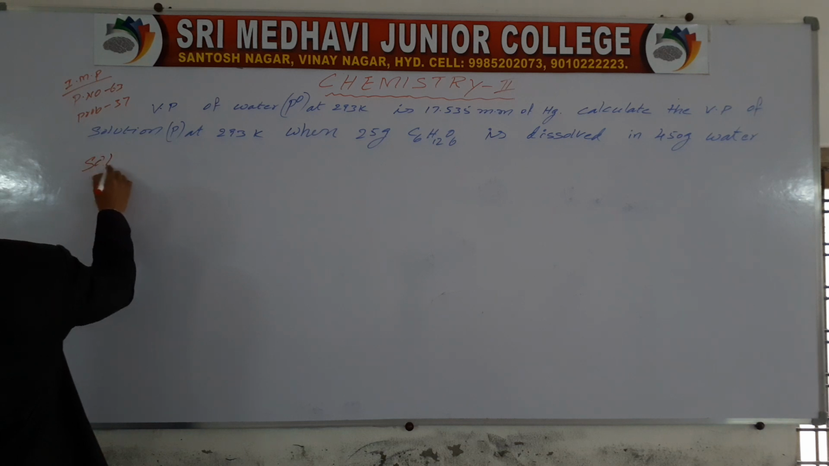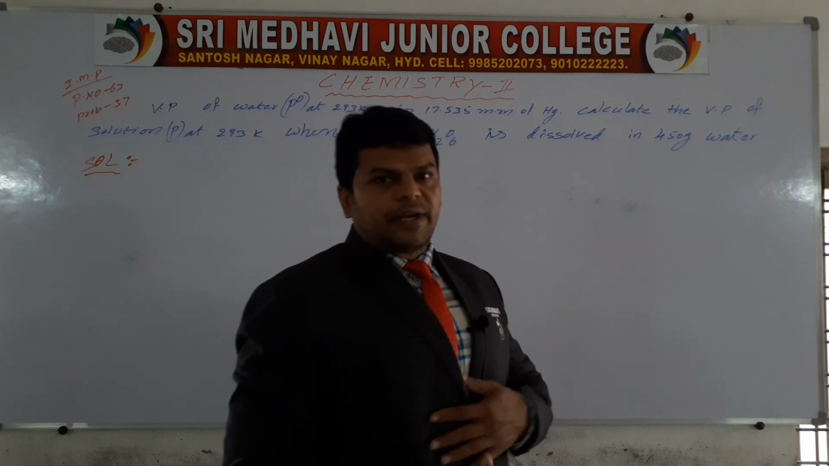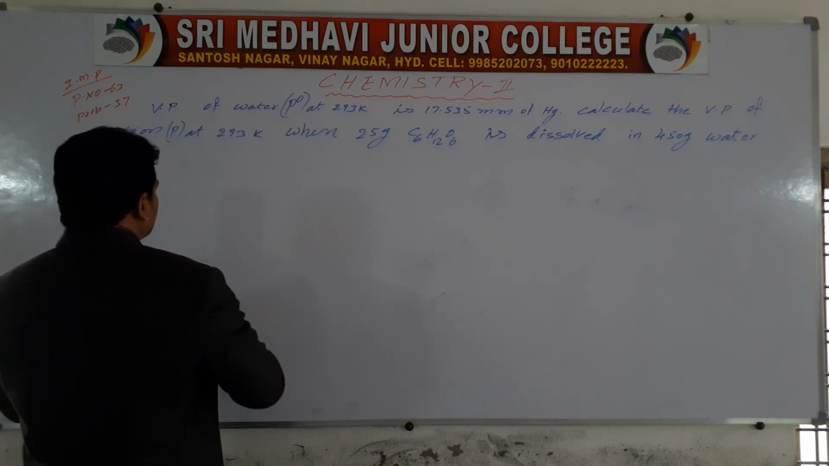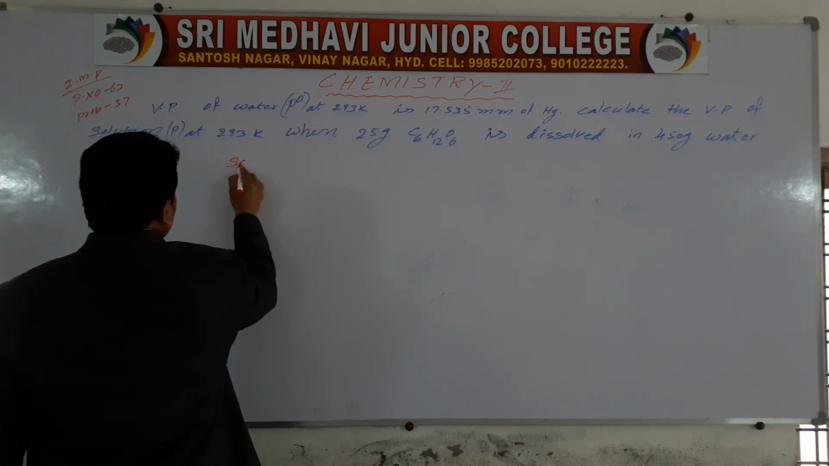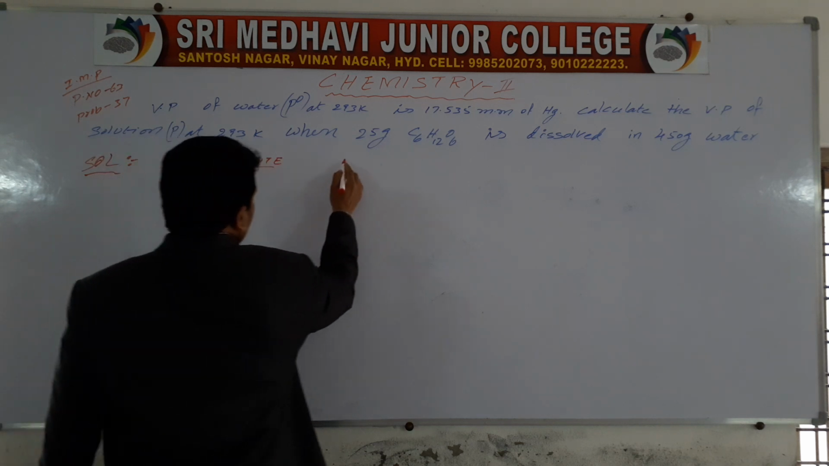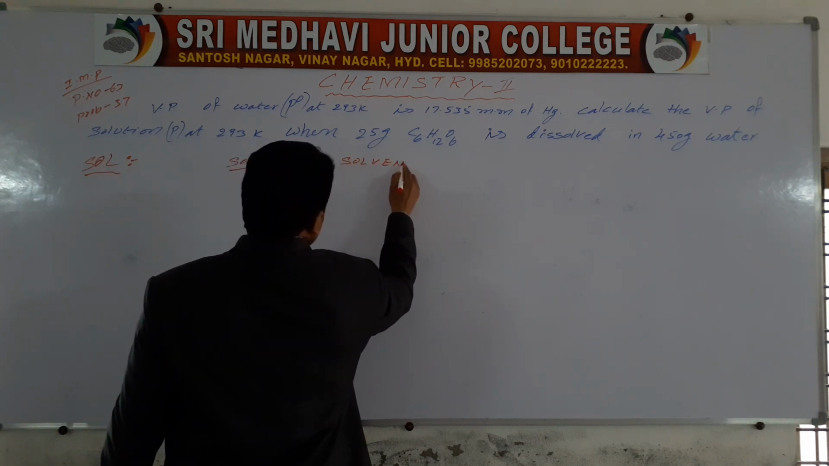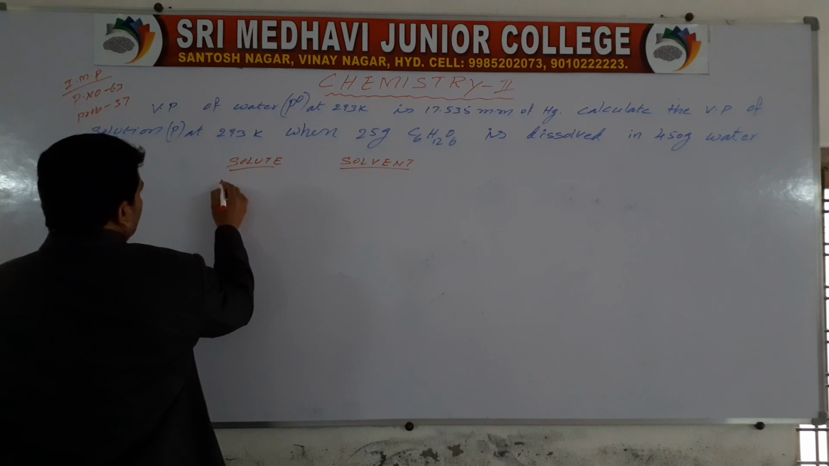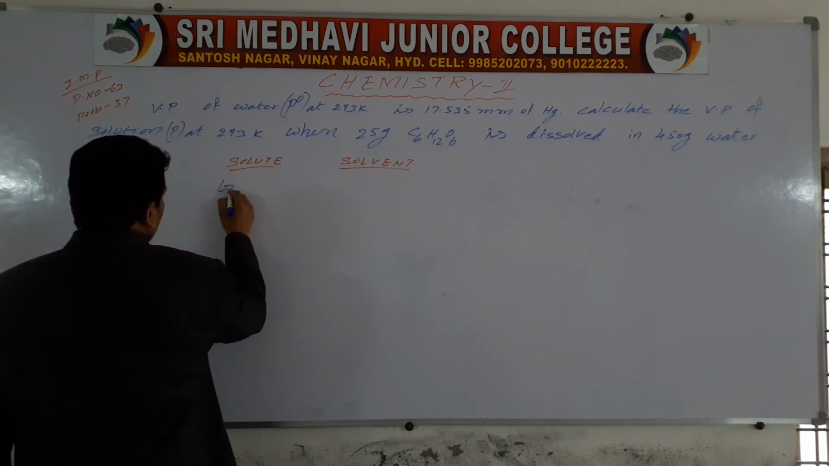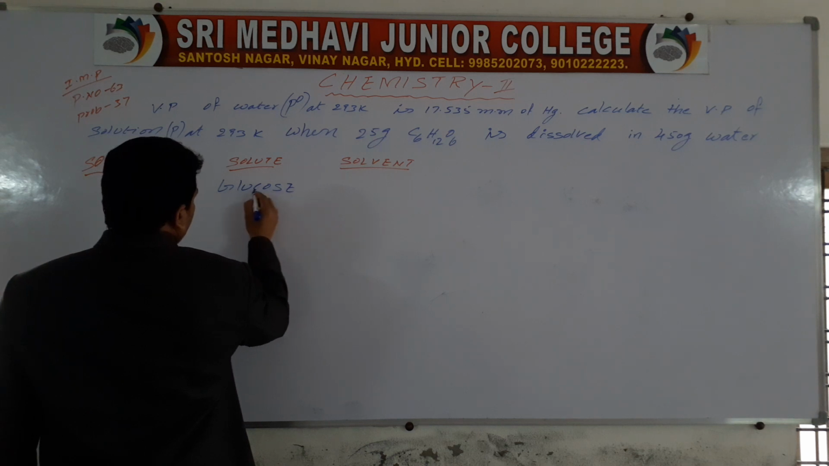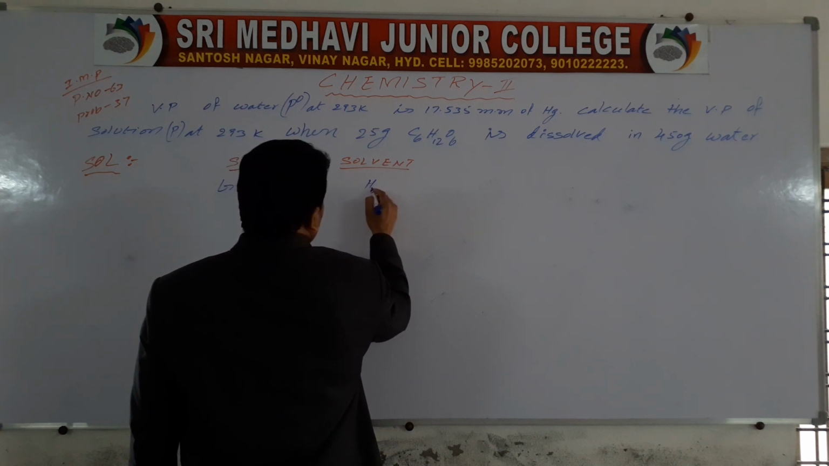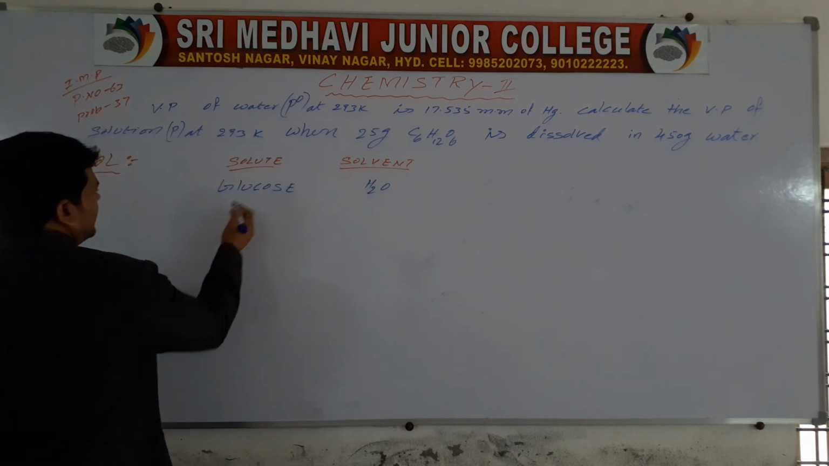Here you have to know what is a solute and what is a solvent. Here the solute is 25 grams of glucose. The solute is nothing but glucose. Then what is the solvent? Water.